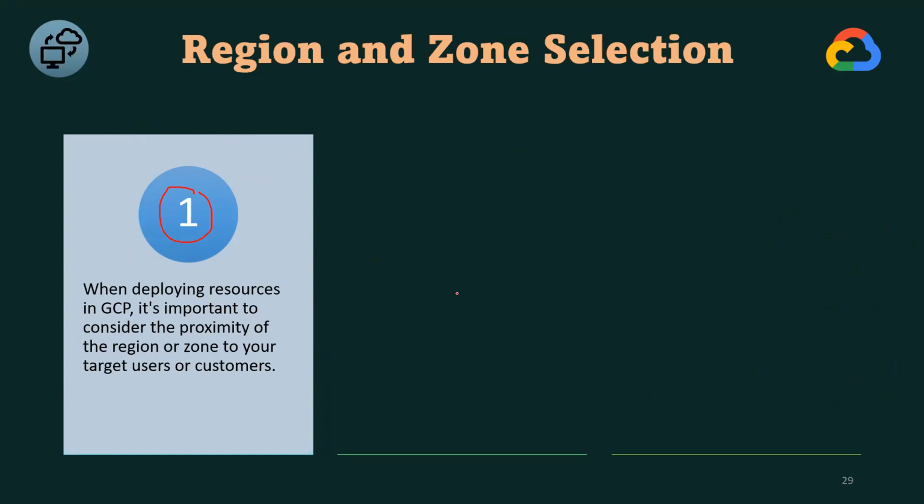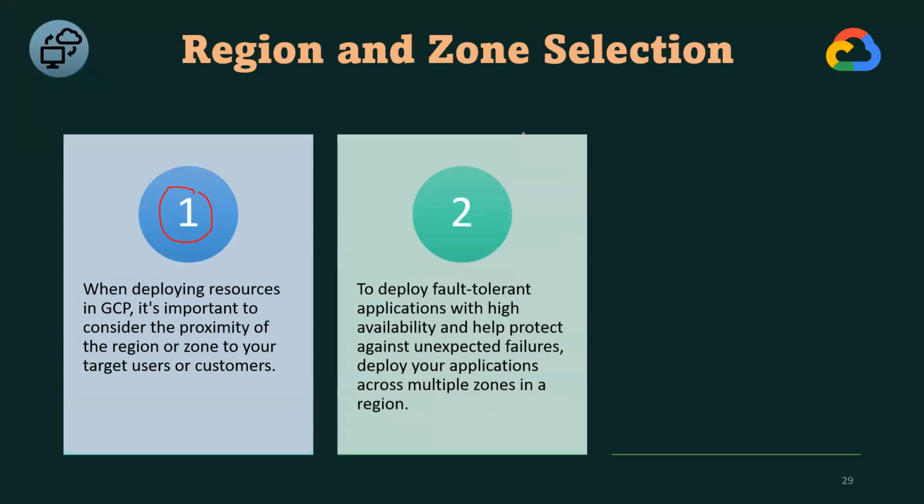And the next point, look at the second point: to deploy fault-tolerant applications with high availability and help protect against unexpected failures, deploy your applications across multiple zones in a region.